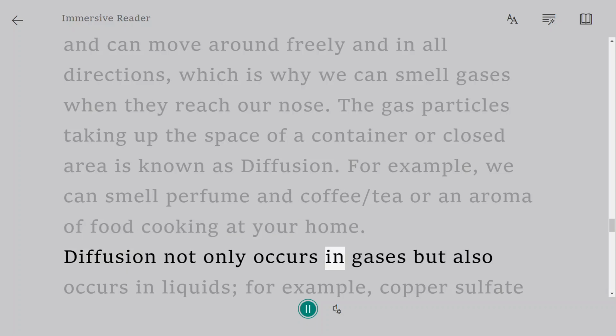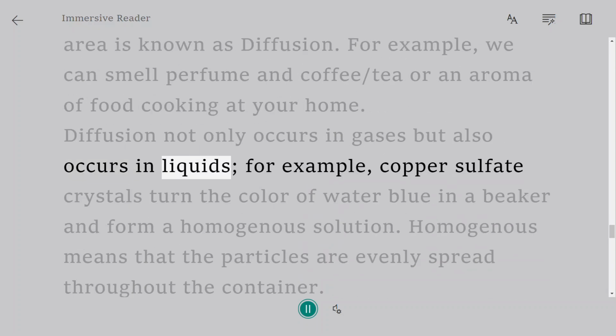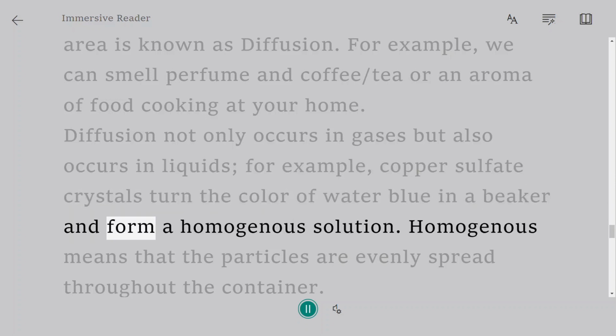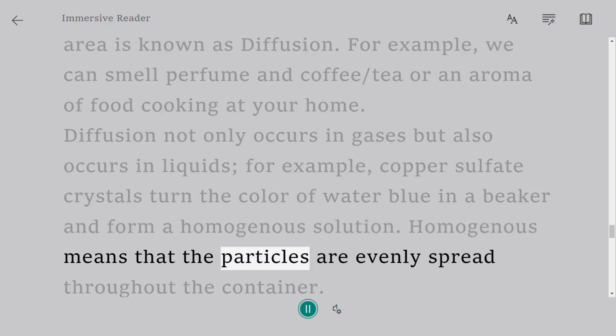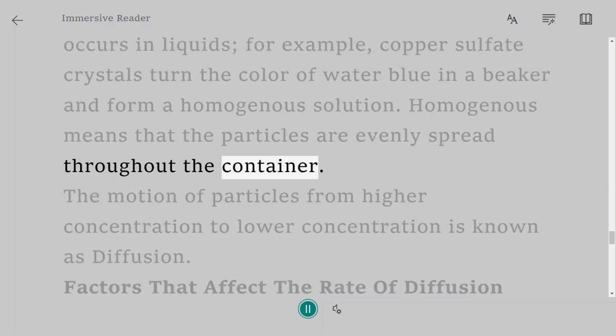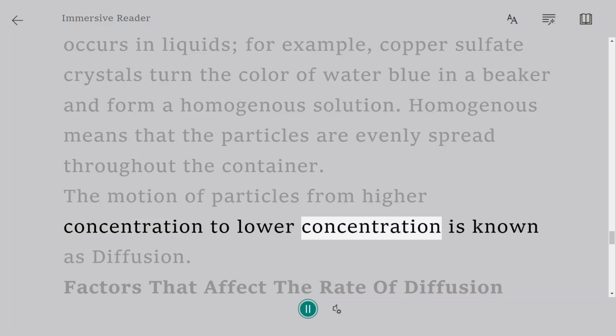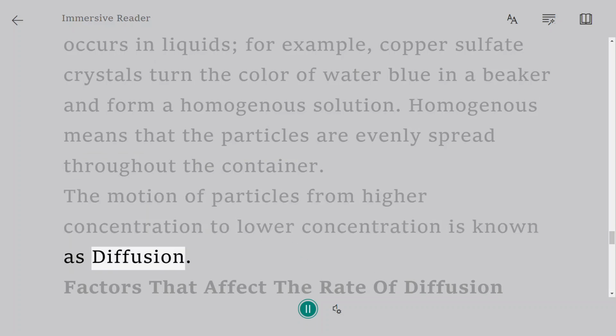Diffusion not only occurs in gases but also occurs in liquids. For example, copper sulfate crystals turn the water blue in a beaker and form a homogeneous solution. Homogeneous means that the particles are evenly spread throughout the container. The motion of particles from higher concentration to lower concentration is known as diffusion.